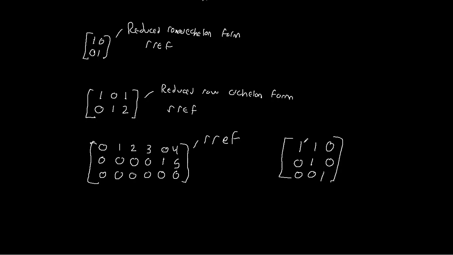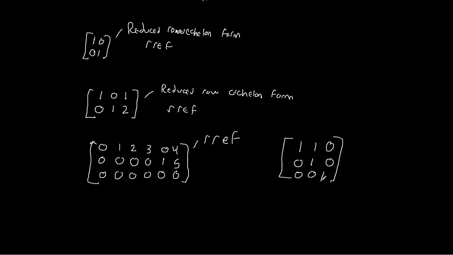Each leading 1 comes to the right of the leading ones before it. So we are here, so we have to go to the right. We're good there. We have to go to the right. We're good there, so that's good. If it contains a row of all zeros, they have to be at the bottom. We don't have a row of all zeros, so we're good there.